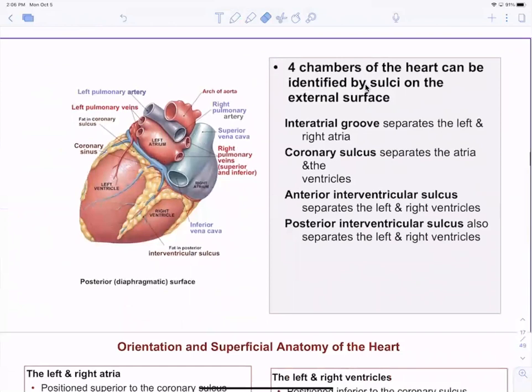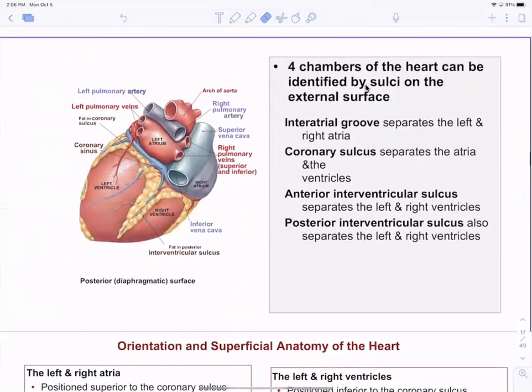On the backside, this again is showing you the different chambers. So we have 1, 2, 3, and 4. Again, we see more of the left side posteriorly, but this does show you pulmonary arteries going and branching, and pulmonary veins coming back into the left atrium. This is also showing you the coronary sinus.